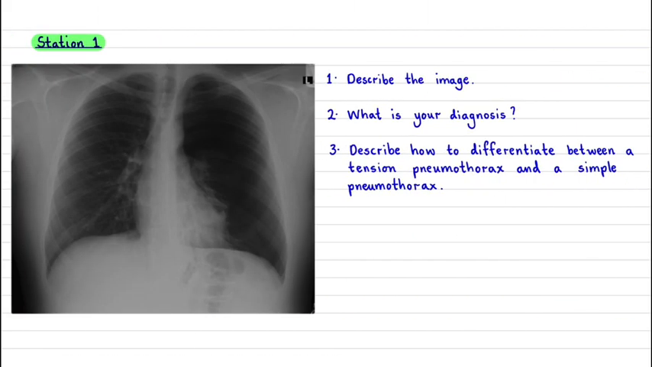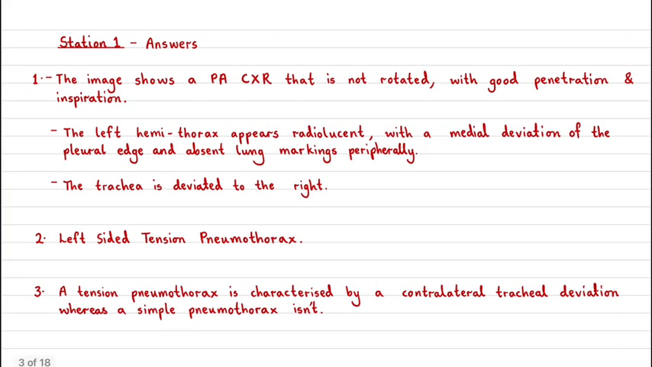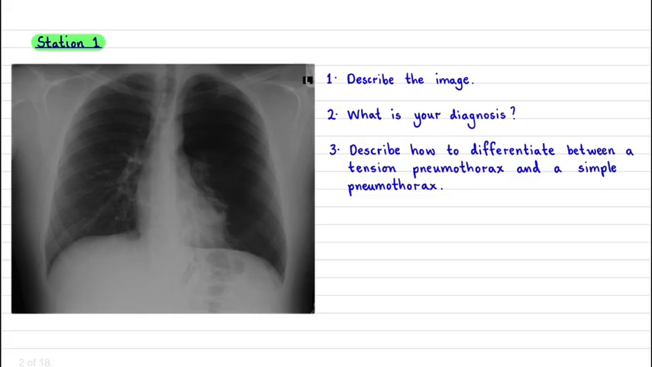And then question 3, describe how to differentiate between a simple pneumothorax and a tension pneumothorax. Basically, a tension pneumothorax is characterized by a contralateral trachea deviation, whereas a simple pneumothorax isn't. We're saying this is a tension pneumothorax because the trachea has been deviated to the contralateral side. This is where the lung collapse is, and then upon collapse there is an increase in pressure here, and then it's causing tension to the contralateral side. So that's why this is a tension pneumothorax.